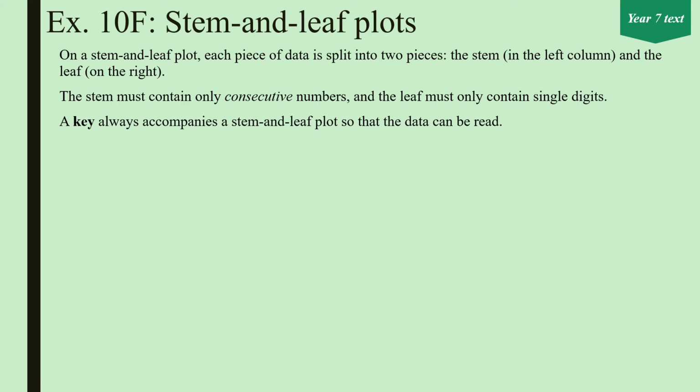So on a stem and leaf plot, we actually split the data into two pieces. So we have the stem and the leaf. Okay, and that will make a bit more sense when we do an example.